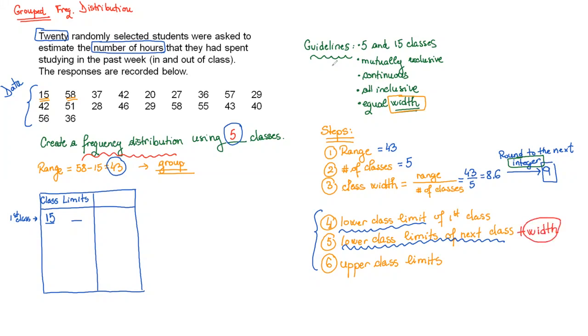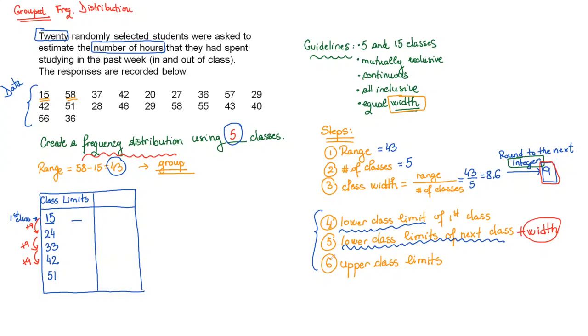Width has power. Right here, it's a very important number. So from 15, I will add 9 and I'll get to the second class lower limit. And then again, I'll add 9, keep adding 9. And that's how I will get my limits. So let me grab the blue color and I'll have 24, then 33, then 42. And the last class will be 51. I have 1, 2, 3, 4, 5 classes.